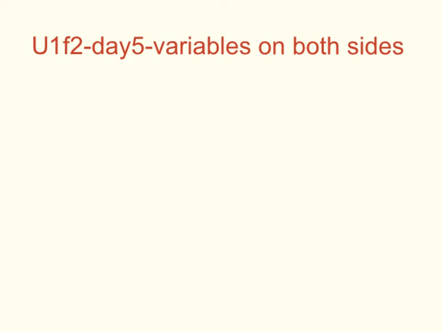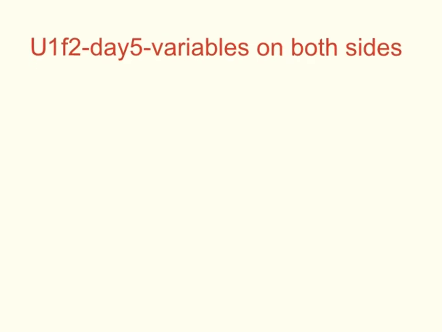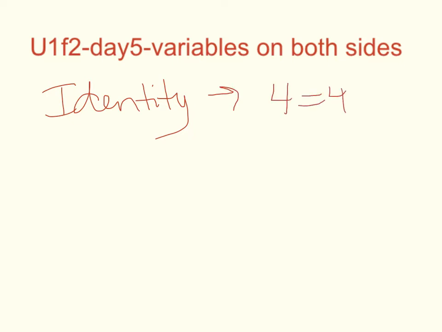All right, this is Unit 1, Formula 2, Day 5, variables on both sides, okay? Now this one we're going to have some of the same answers, but we got two more that come up. The first one is identity, okay? Make sure you get this down, okay? This will come up. Identity is when our x's and y's go away or they cancel each other out, and we're left with like 4 equals 4, a true statement, okay? All right. Remember, the x's go away.